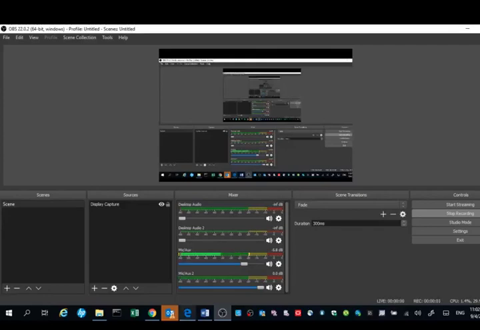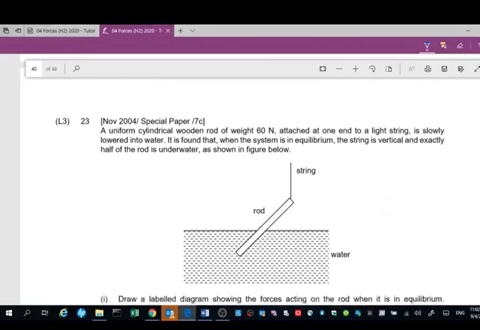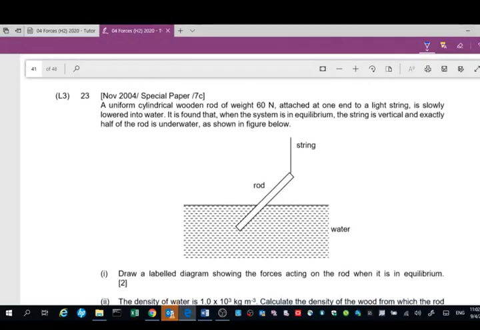Start recording. Okay, this question here is about a piece of wood that is partially submerged in water, and on the upper end there's a string that is vertical. Okay, so part 1, draw a labeled diagram showing the forces acting on the rod when it's in equilibrium.